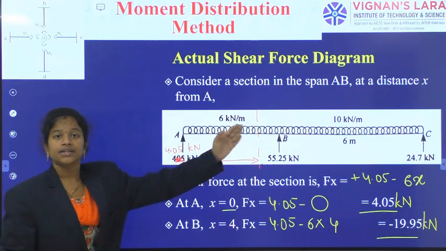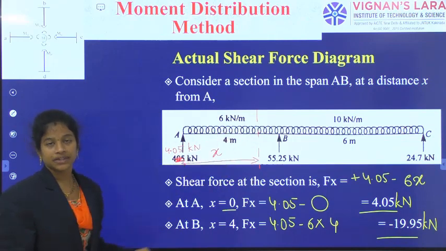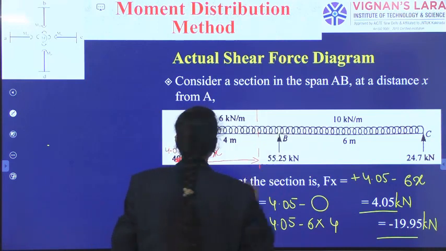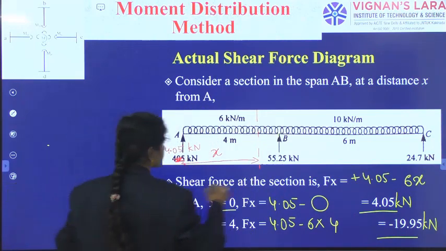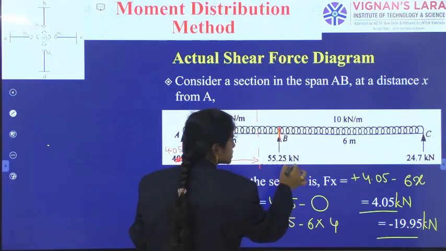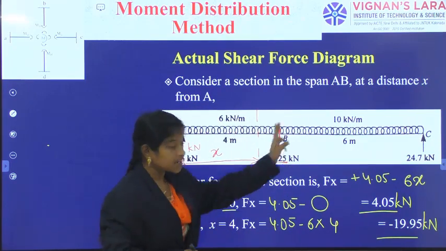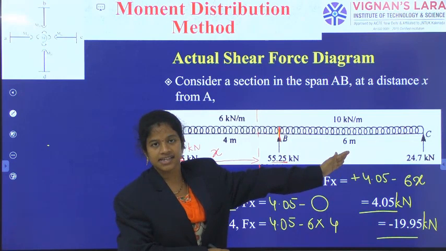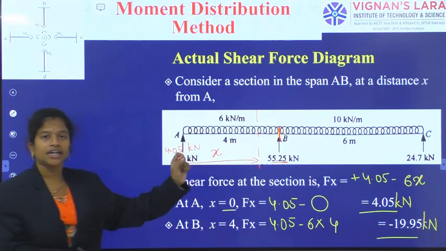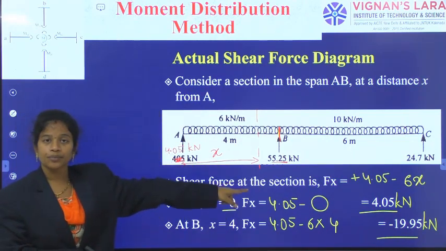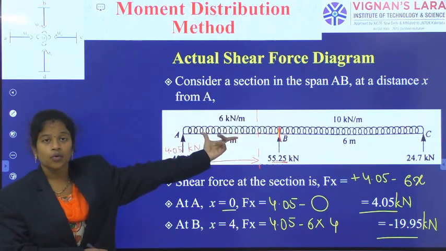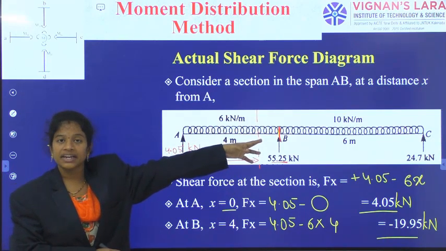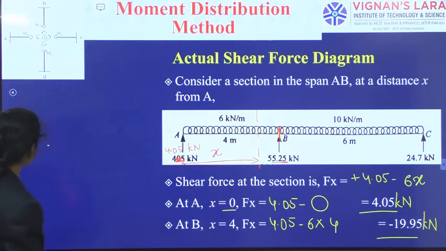Okay, and then for BC, I am going for the next section, because at the same section the load is varying. See here, once you cross this, the reaction is varying and the intensity of load is also varying, so at a time it is possible to take the next section. Once you cross point B, there is an involvement of 55.25 and also the load is varying. Only 4 meter length of 6 is there and also some length of 10 is coming next.